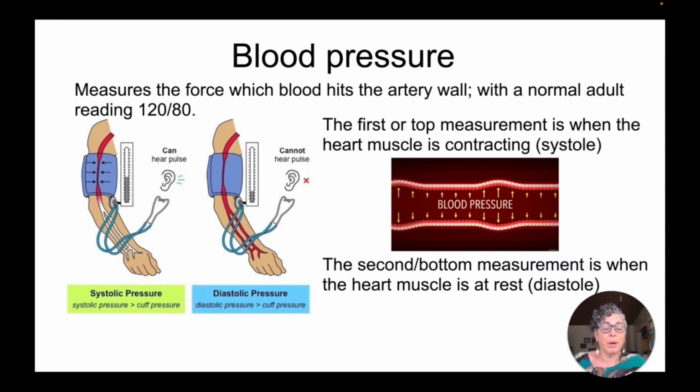The second, or bottom measurement, that 80 measurement, is when the heart muscle is at rest or in diastole. So the force at which blood hits the artery wall when the heart muscle is at rest. So those are the two measurements. And depending on the numbers, then that will determine how well your heart is working, how healthy the circulatory system is.